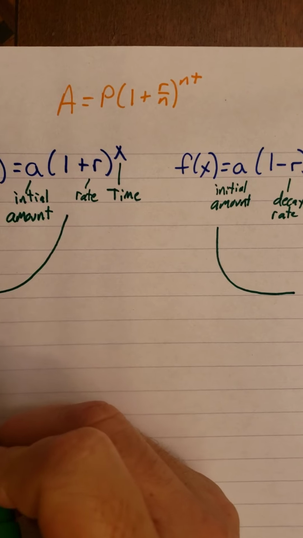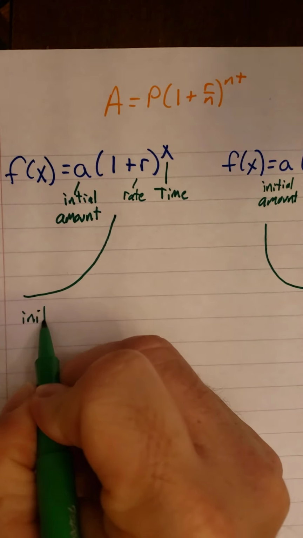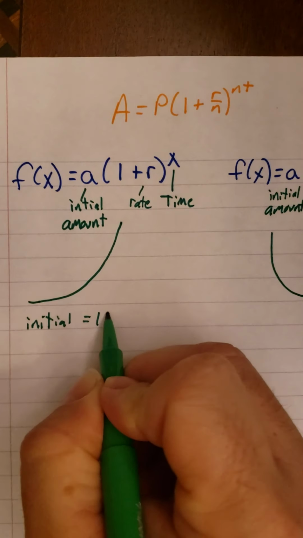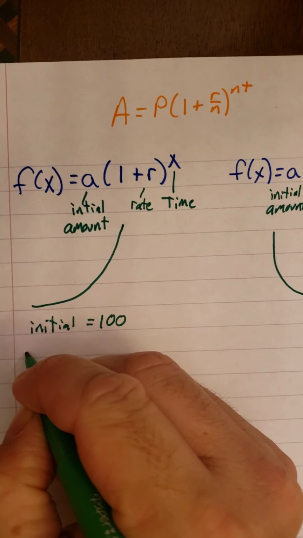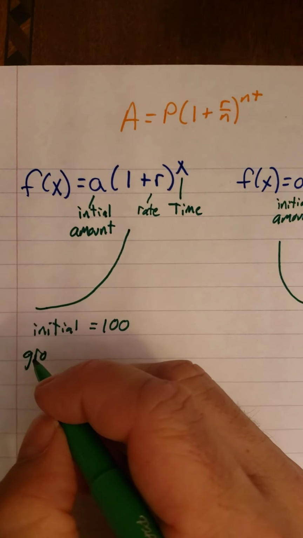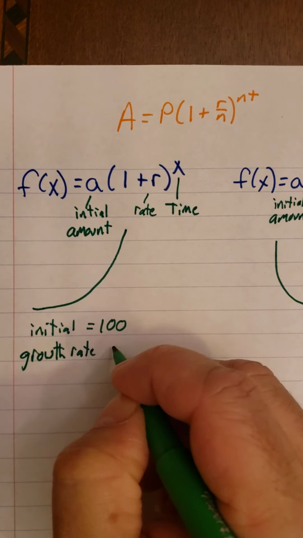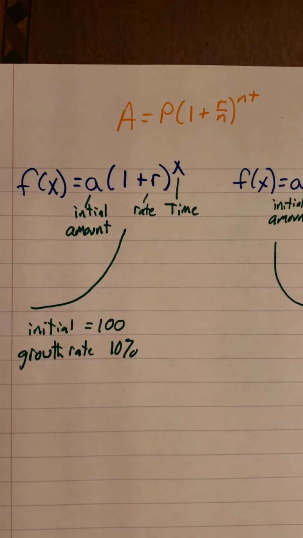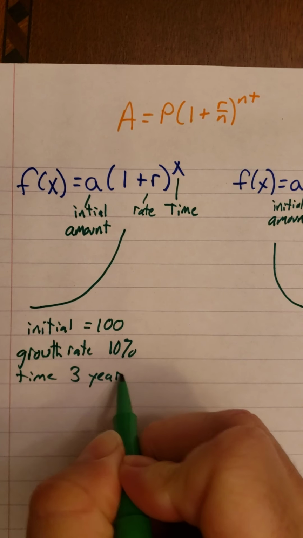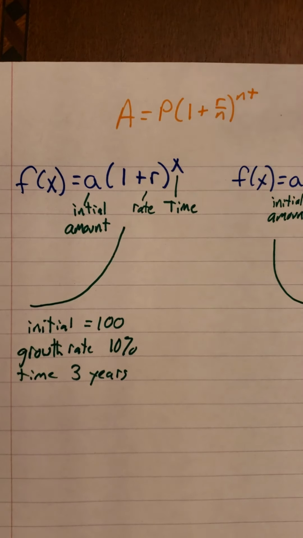So let's take an example and see where we're at. Let's say I start you off with an initial amount of, we'll call it 100. The growth rate would be 10%. And we're talking about time being 3 years. So if we want to plug all this in, as long as you know where it goes into the formula, it becomes really easy to do.